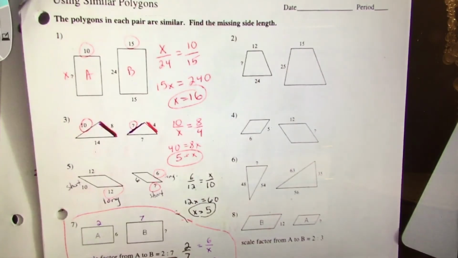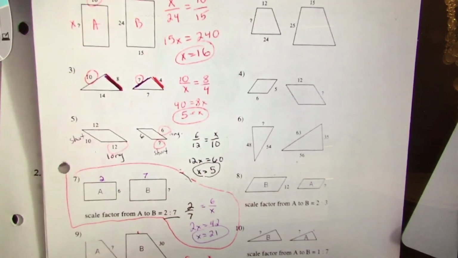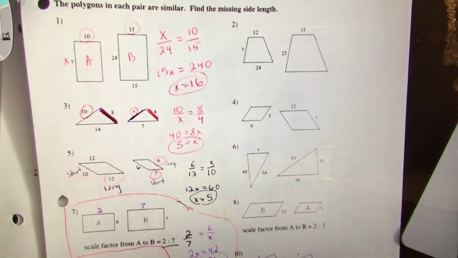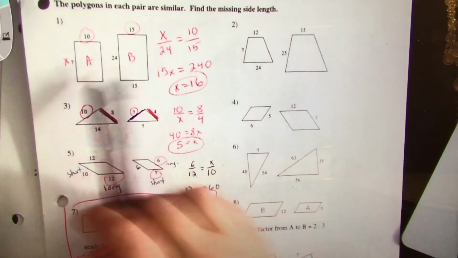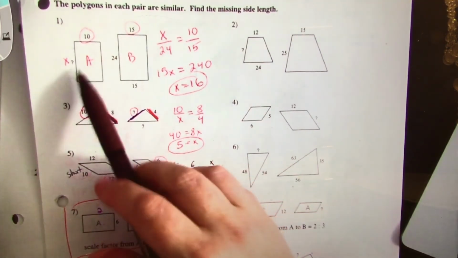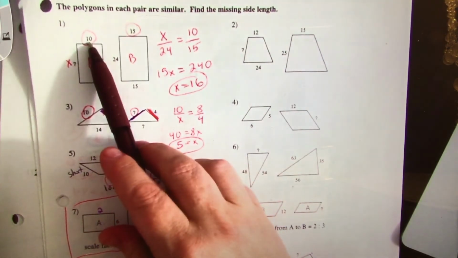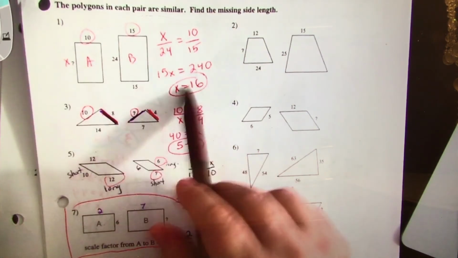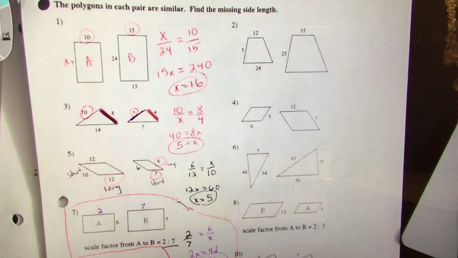I did in the packet the whole left side of page 3. And at least here you get it in color a little bit. But I labeled A and B, and so 10 is to 15 as X is to 24, and solve my proportion. And I did that all the way down. So you have a copy of this in your packet.